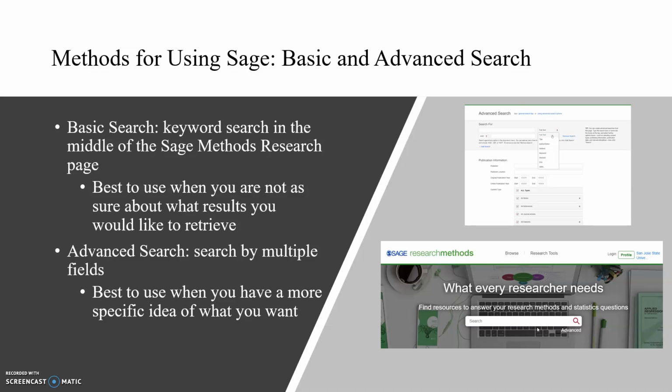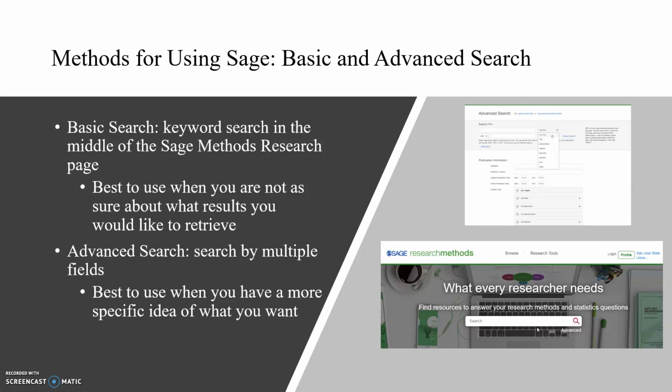However, when you have a more particular idea of what you're looking for, SAGE has both a basic and advanced search. So the basic search, it'll look like this. You just put something into the search box here. So for example, if you wanted to search social media and you wanted to see what SAGE had to offer in that area, you could just type in social media and it'll come up with a list of results.